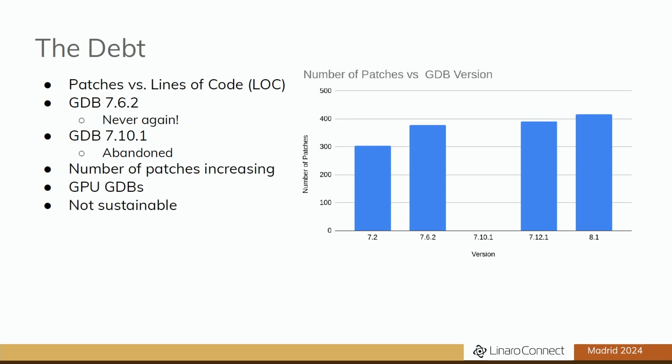So just to cover this chart in a bit more detail, on the x-axis we have GDB version, and on the y-axis we have number of patches. The reason I've chosen to use number of patches rather than, say, lines of code is that I find patches more useful for thought experiments around the intractability of this technical debt.